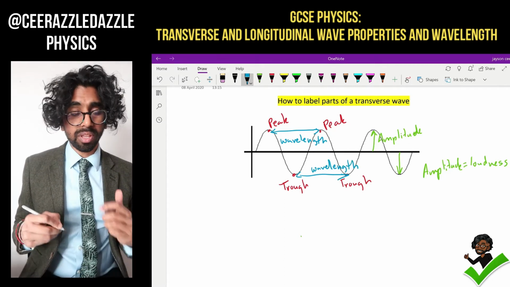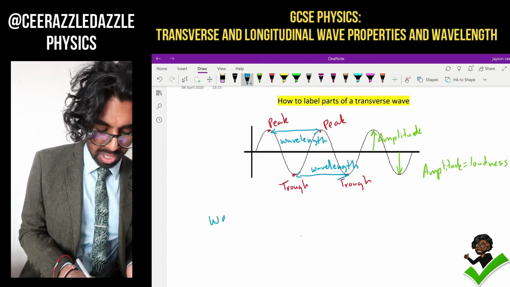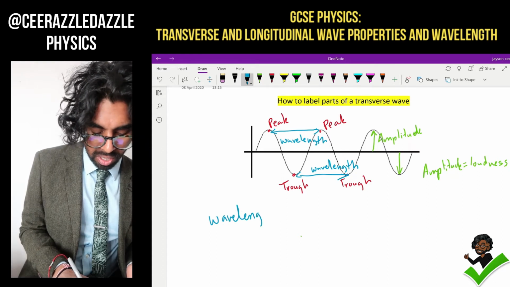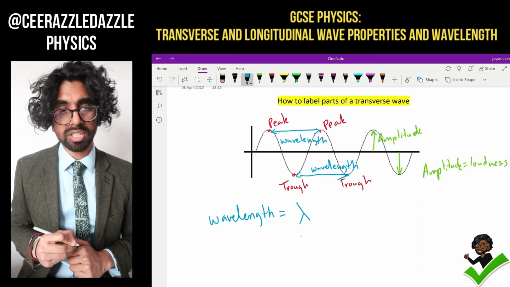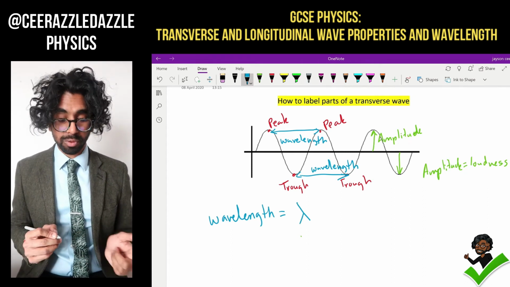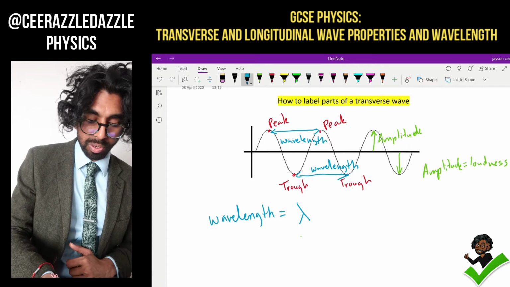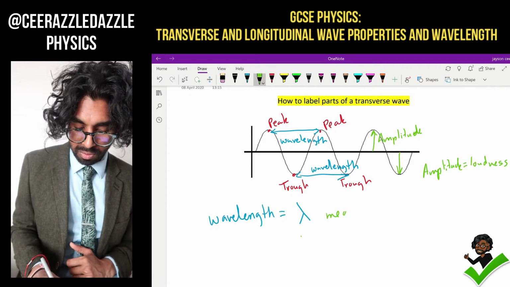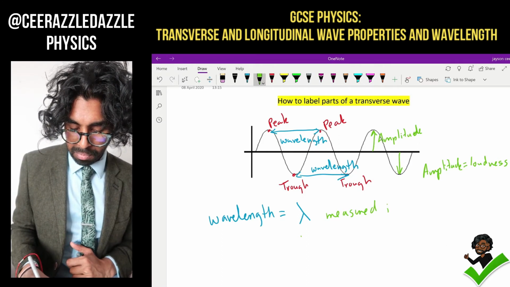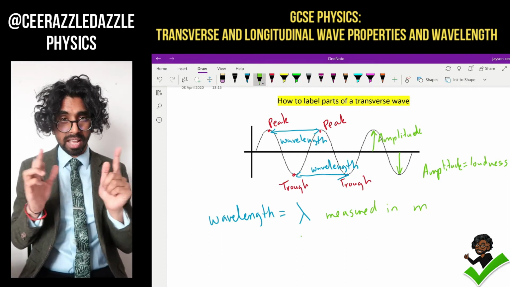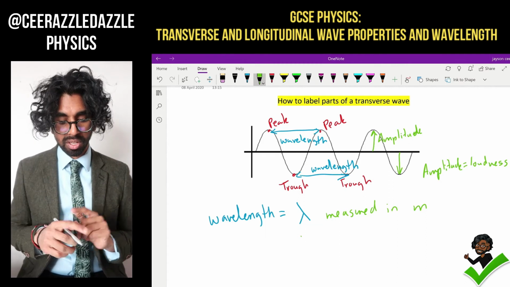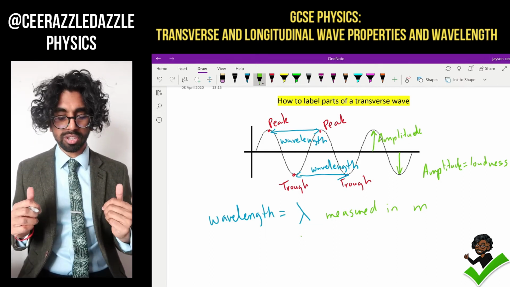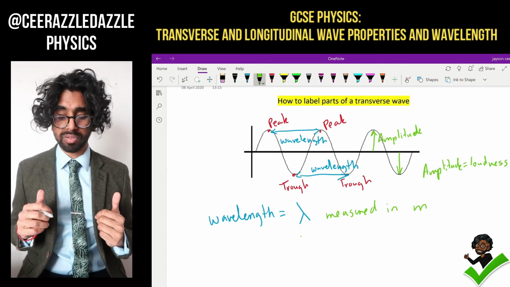Right, in physics, rather than writing down the wavelength multiple times, we can put down a symbol. The symbol is the Greek symbol lambda. So that stands for the wavelength. And the units for the wavelength, it's measured in meters. So it's an actual physical distance. If I take out a ruler, it's that distance between the peak to the peak. Okay, so now we're able to label the parts of a transverse wave.